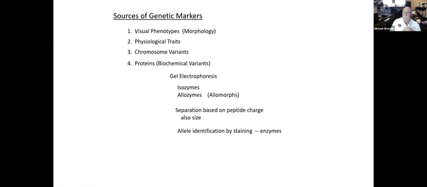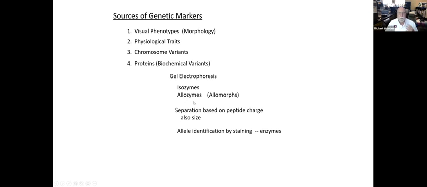So if you happen to knock out glutamic acid or something and put in a neutral one, then you're going to be more positive than the others. And so you put them in an electric field, and those proteins will move at different levels. And this is known as allozymes and isozymes.